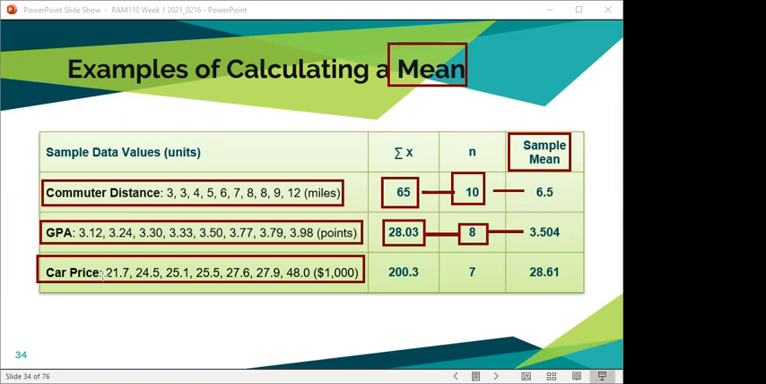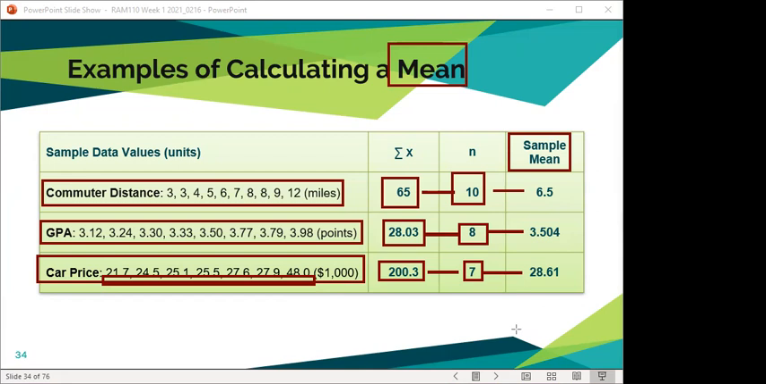So we add up all these data values here, we add them all up, and what do you get? You get 200.3, and then you divide by 7. It's not a division symbol, I get it, but I'm just using this as a reference. And then you get 28.61 as the mean.